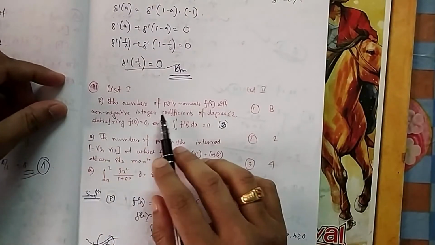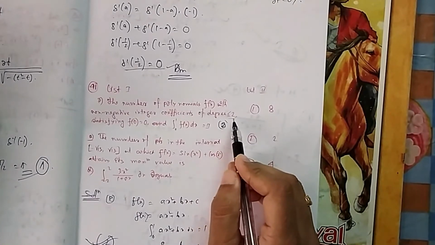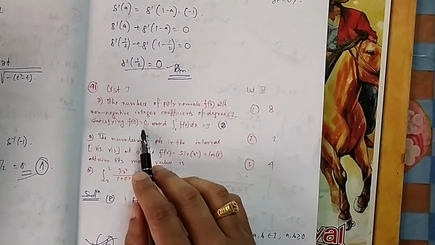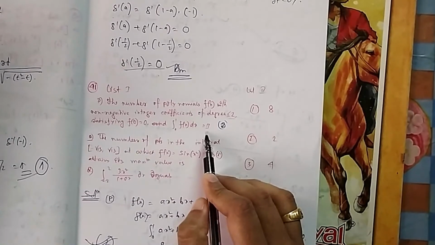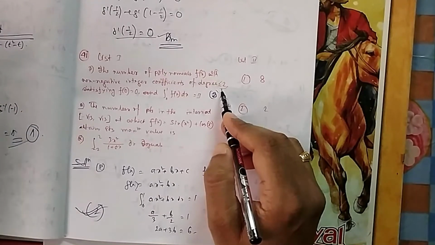So if you see the first one, the number of polynomials f(x) with non-negative integer coefficients, degree less than or equal to 2, satisfying f(0) equal to 0, and this integration should be equal to 1. The number of such polynomials you can have. So degree is less than or equal to 2. So let's start with degree 2.